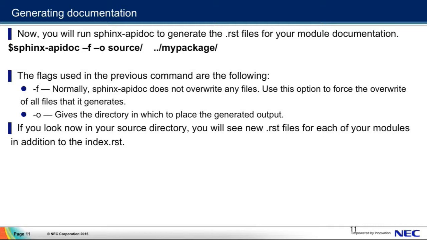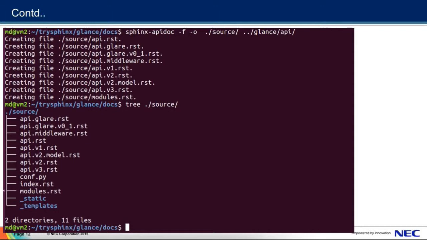So when you run this command, sphinx-apidoc generates .rst files from your package code. It will basically take all your docstrings and generate the RST files. So here I have shown that command. As soon as I run this command, all the RST files will get generated and stored inside your source directory.